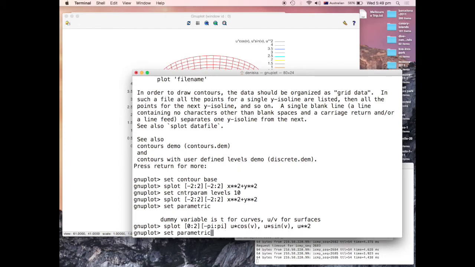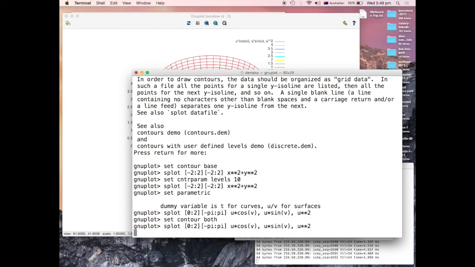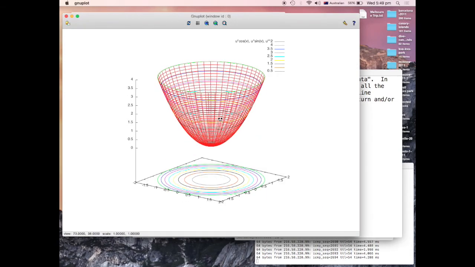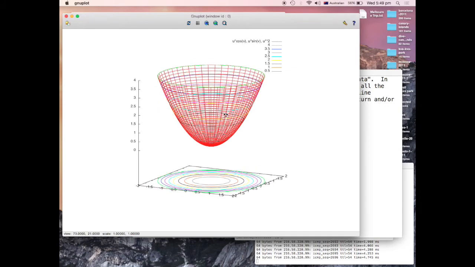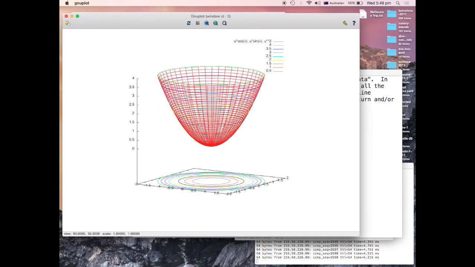By the way, I didn't show you what happens if you set the contour. I set contour base. You can say both. Let's see what happens here. I don't know if you see it. It also shows the contour lines on the surface.